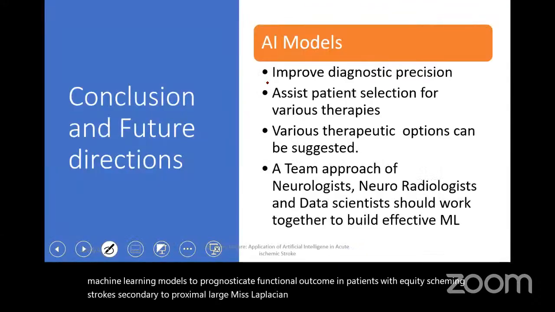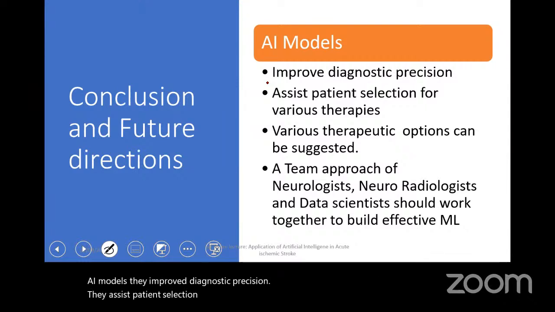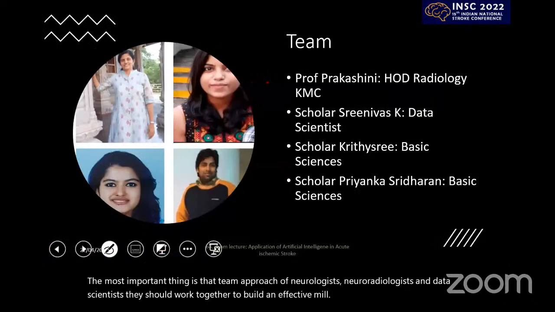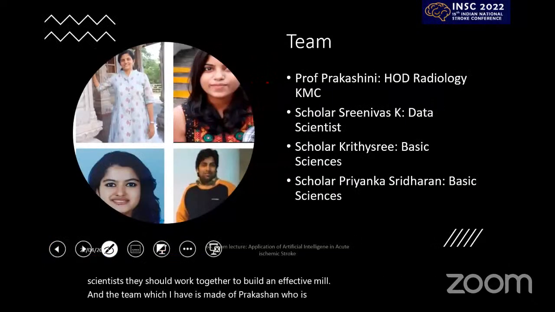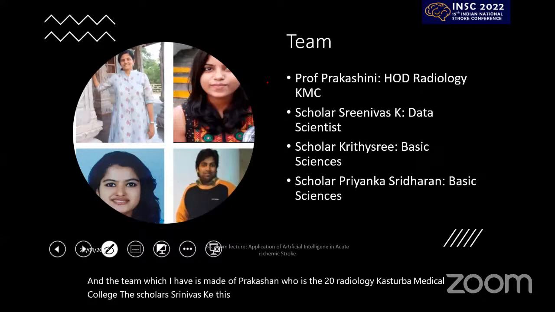So, conclusion and the future directions. AI models improve diagnostic precision. They assist patient selection for various therapies. Various therapeutic options can be suggested. The most important thing is a team approach of neurologists, neuroradiologists, and data scientists. They should work together to build an effective ML. And the team which I have is Madam Prakashini, who is the HOD Radiology, Kasturba Medical College. The scholars: Srinivas K, the data scientist; Kritishri, the basic sciences postgraduate; and Priyanka Sridhan, a basic sciences graduate. So these are all the team who have worked on this and are still working.